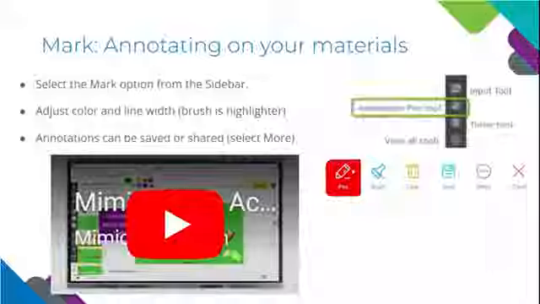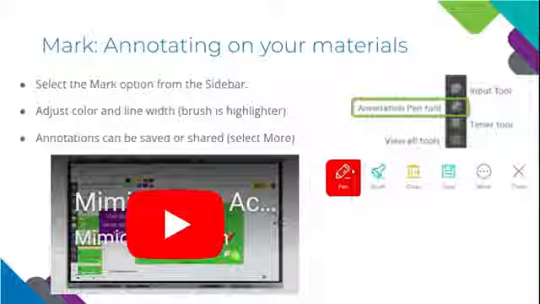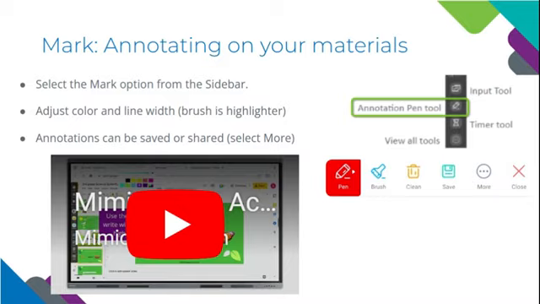To open Mark, you will open that sidebar, the menu, and select the Mark option. Once there, you will see a toolbar pop up, and then you can adjust the color and the line width for either the pen or the brush. Annotations can be saved and shared, and here is a quick video to show you that process.